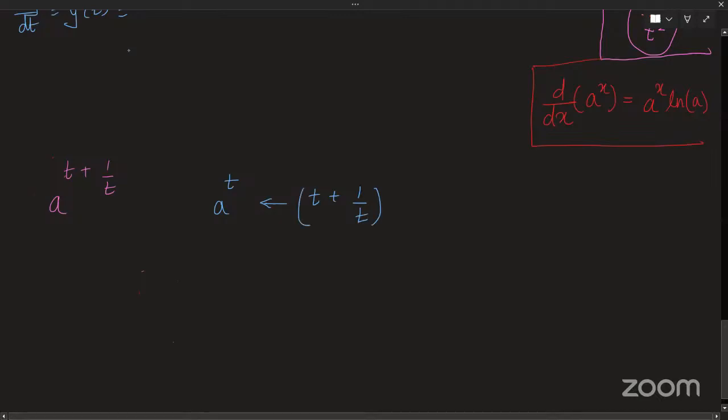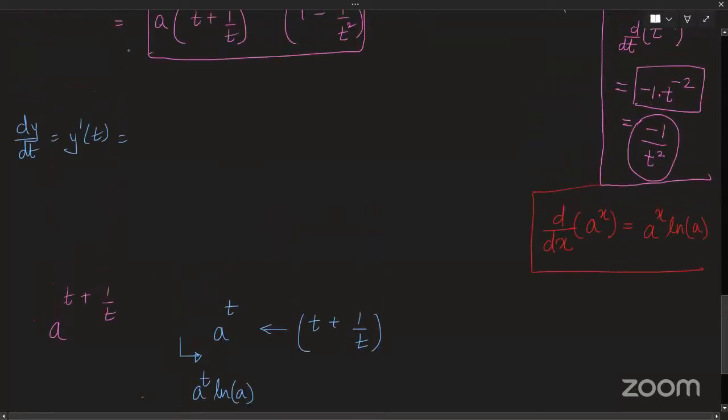Is this right now? Yes. So you approach from the outermost side. The first function that you get is a raised to t. The derivative of a raised to t is a raised to t into ln of a. So can you tell me what will be the first term that comes over here? A raised to t plus 1 by t into ln a. Great. So I complete my first level.